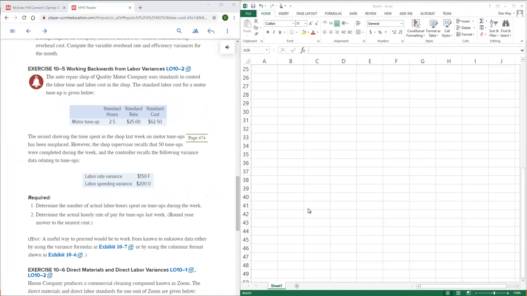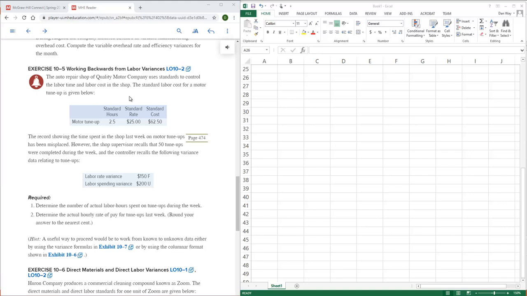Okay, let's switch things up a bit here and take a look at exercise 10.5. We're going to work backwards from labor variances. I think these types of problems can be pretty helpful once we've thought about some of the fundamentals of this variance analysis. So we can work in both directions to make sure we're clear on how these things are derived and what they mean.